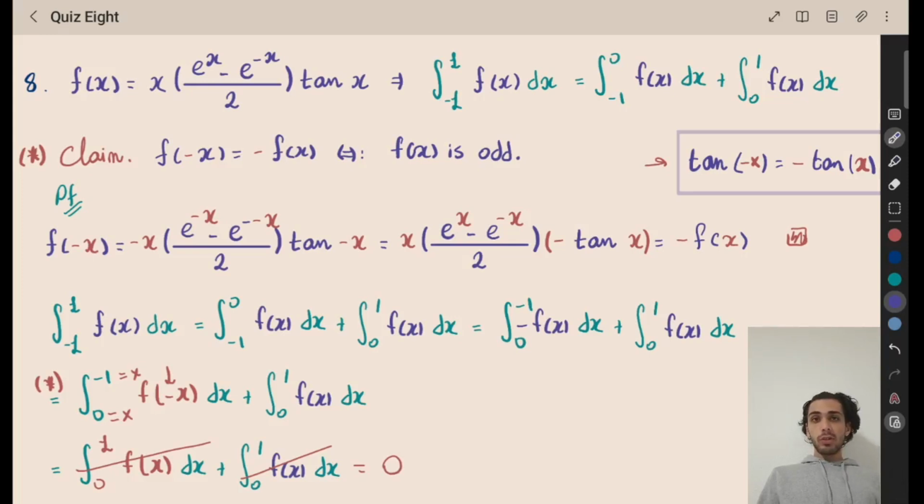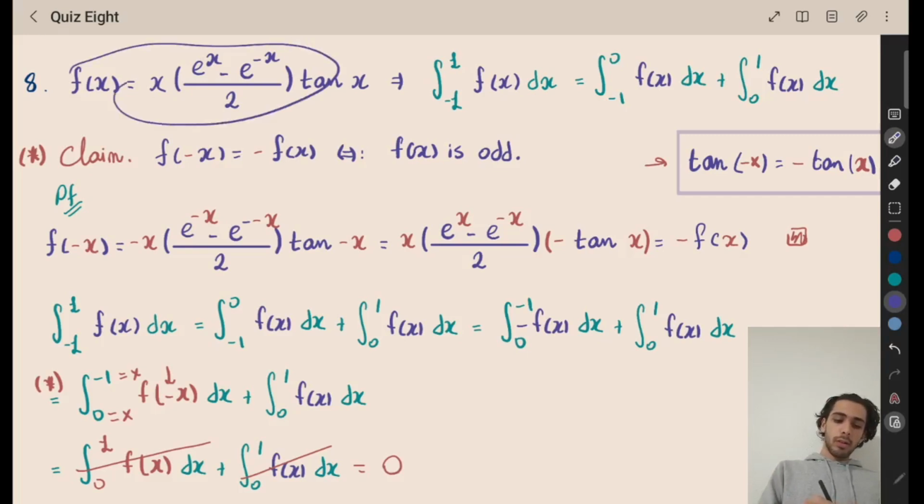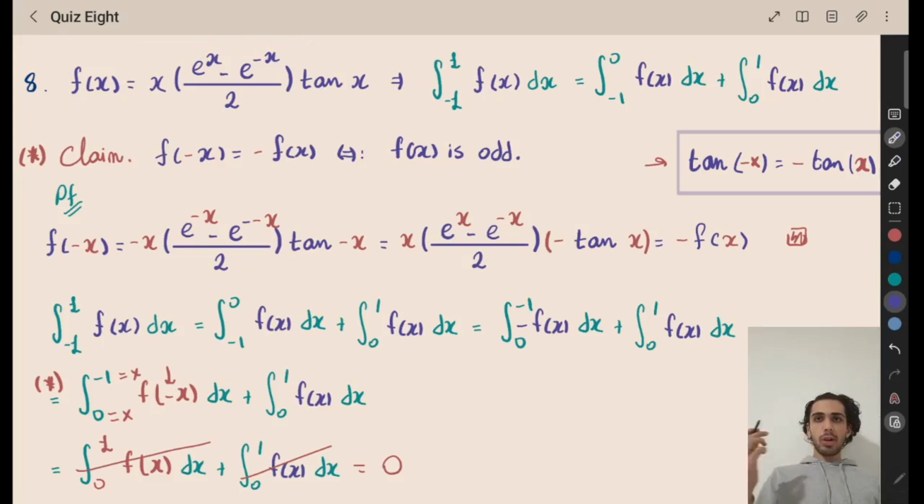And so odd functions in general, if you integrate them over a symmetric interval, so let's say from -5 to 5 or from -n to n, then usually the integral is equal to 0. And you will face many very difficult integrals which are actually not that difficult because let's say the function is odd, and then if the function is odd, then the answer is 0.